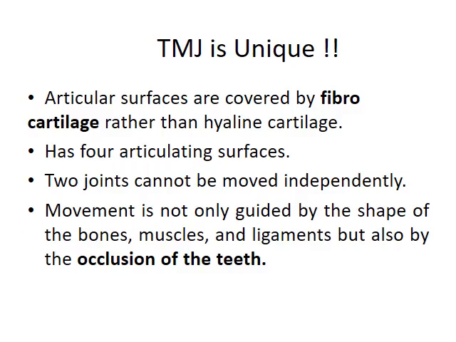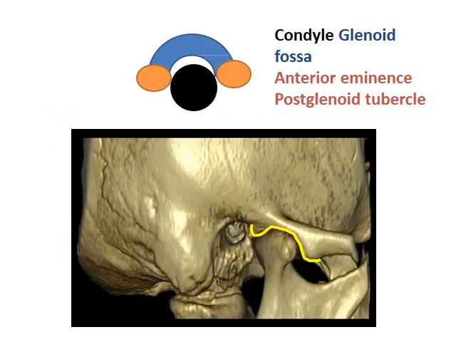It is a unique joint covered by fibrocartilage rather than hyaline cartilage. This is the main thing. There is no hyaline cartilage; there is only fibrocartilage. It has four articulating surfaces. The two joints cannot be moved independently. Movement is guided not only by the shape of the bone, muscles and ligaments, but also by the occlusion of the teeth. So occlusion of the teeth is very important. If the teeth are not occluding properly, then the movement is difficult.